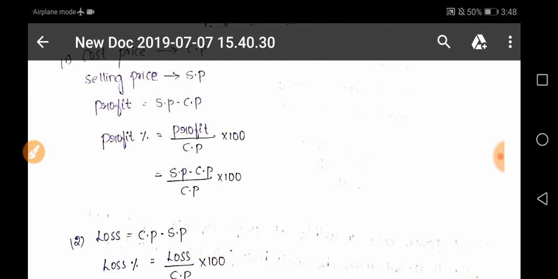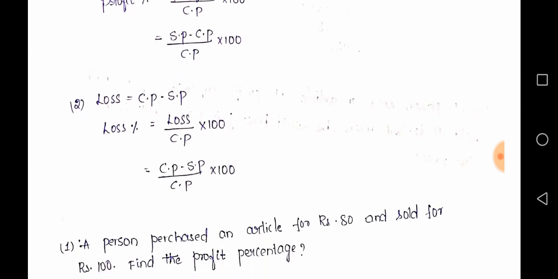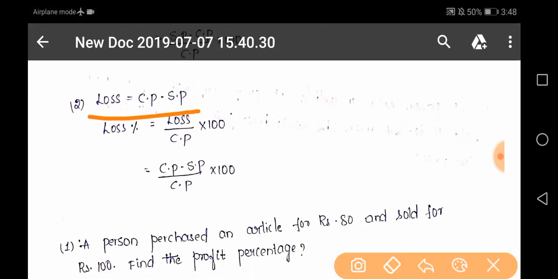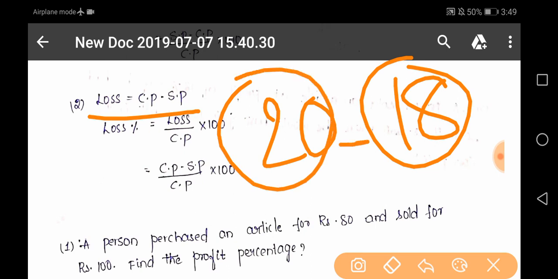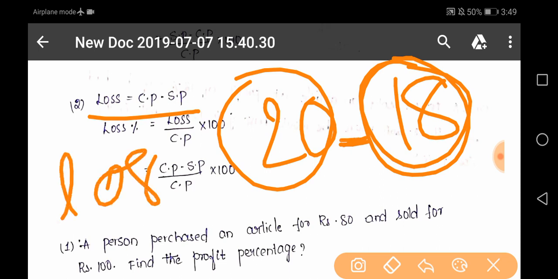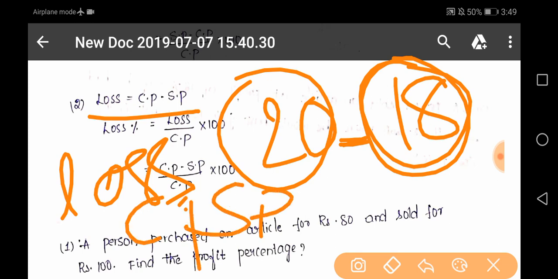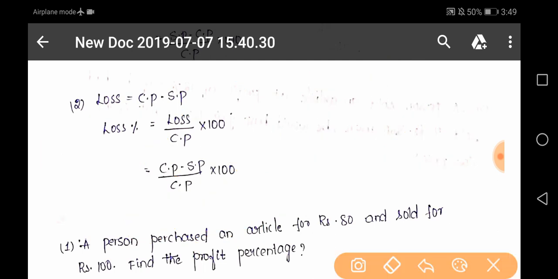Coming to the loss, when you buy a 20 rupees pen and sell it for 18 rupees, then the loss is 2 rupees. How? Cost price minus selling price. So when the selling price is less than the cost price, there is a loss. When the selling price is more than the cost price, it is a profit. A simple way to remember.